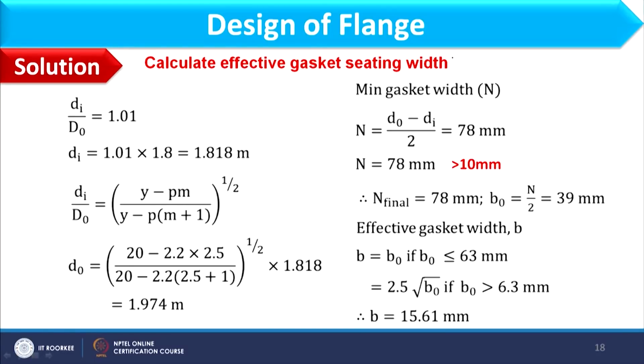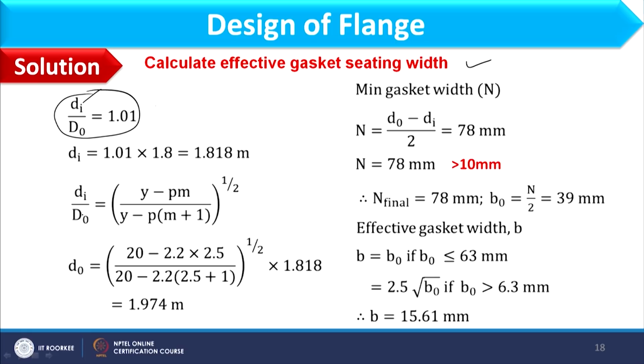First of all, we have to find out effective gasket seating width, and for this purpose, I have to calculate the gasket dimension, that is width of the gasket. For that, I will start with the given ratio DI by capital D naught, which is 1.01. DI is the inner diameter of gasket. So DI would be 1.01 into 1.8, so 1.818 meter we can find as DI.